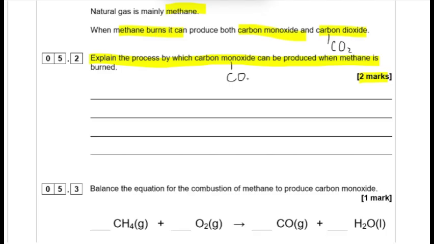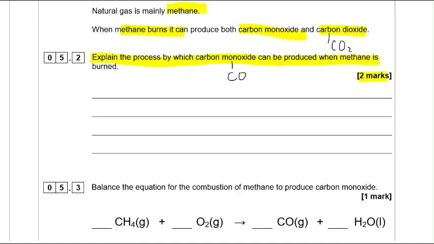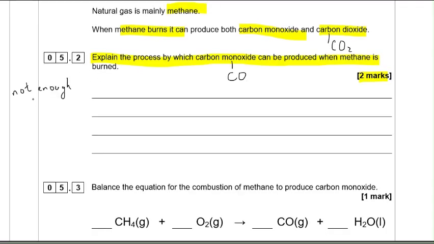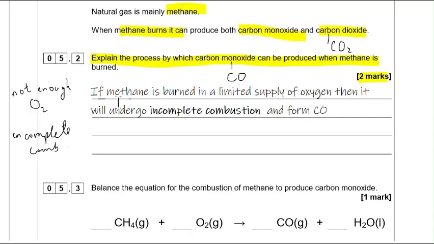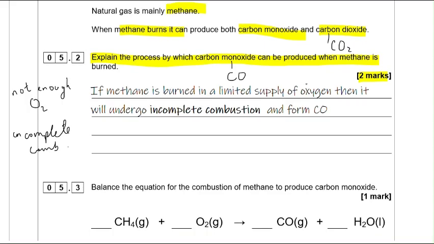Carbon monoxide is produced when a fuel burns with not enough oxygen. So there's insufficient oxygen to make carbon dioxide, so carbon monoxide is made. And we call this incomplete combustion. So for 2 marks, if methane is burned in a limited supply of oxygen, 1 mark, then it will undergo incomplete combustion for the second mark to form carbon monoxide.